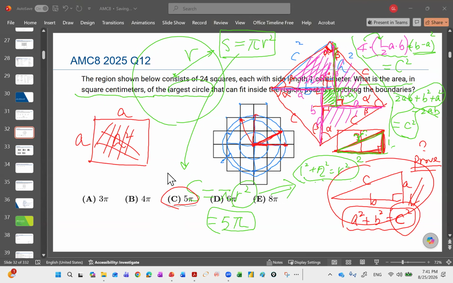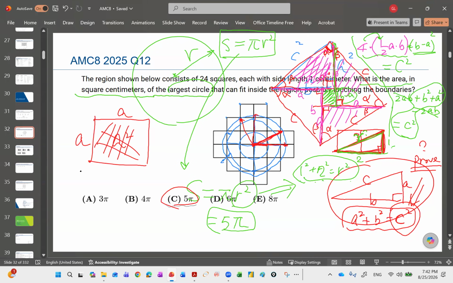Okay. All right. So the answer is C. There's a lot of information here. Firstly, let's revisit this part. They have geometry, right? You try to find the biggest circle. So this one needs a little bit of sense about the geometry.